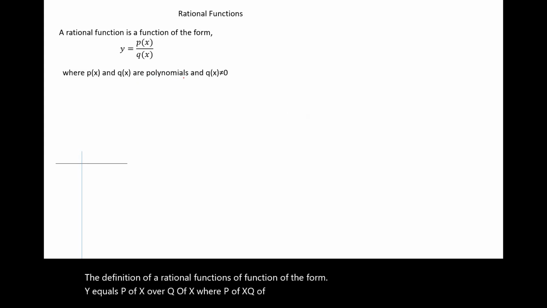We're very familiar with those. And q of x cannot equal 0. So why can q of x not equal 0? That's one of the few rules in math, the few things you cannot do. You are not allowed to divide by 0.